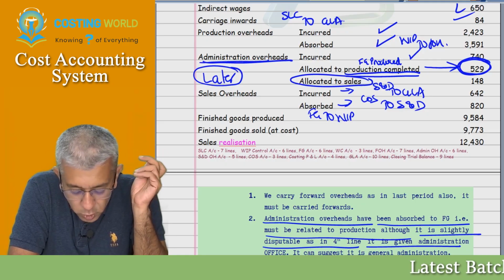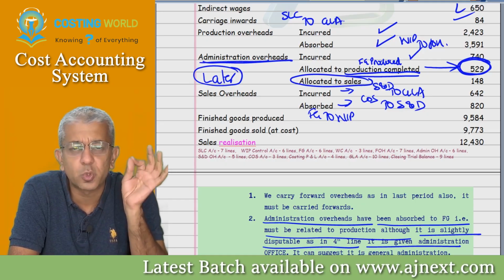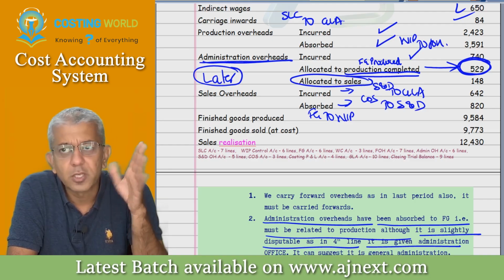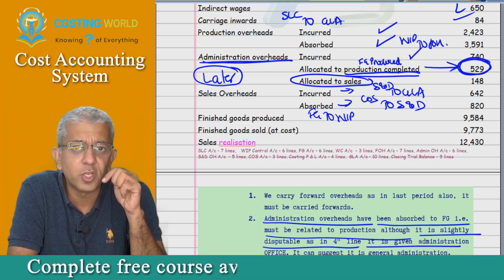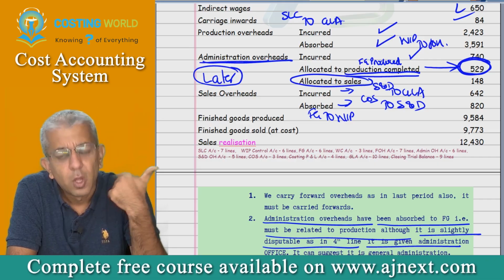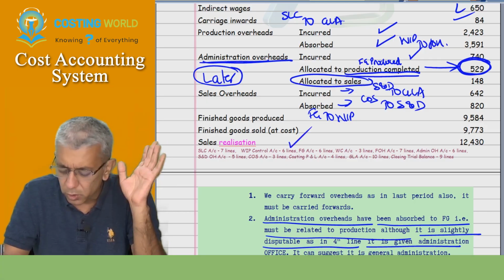Next, finished goods sold at cost. Finished goods sold at cost means a COGS entry. So the entry will be COGS account debit to finished goods, and COGS then will get transferred to cost of sales. Everybody okay? And then lastly your sales, you all know that.